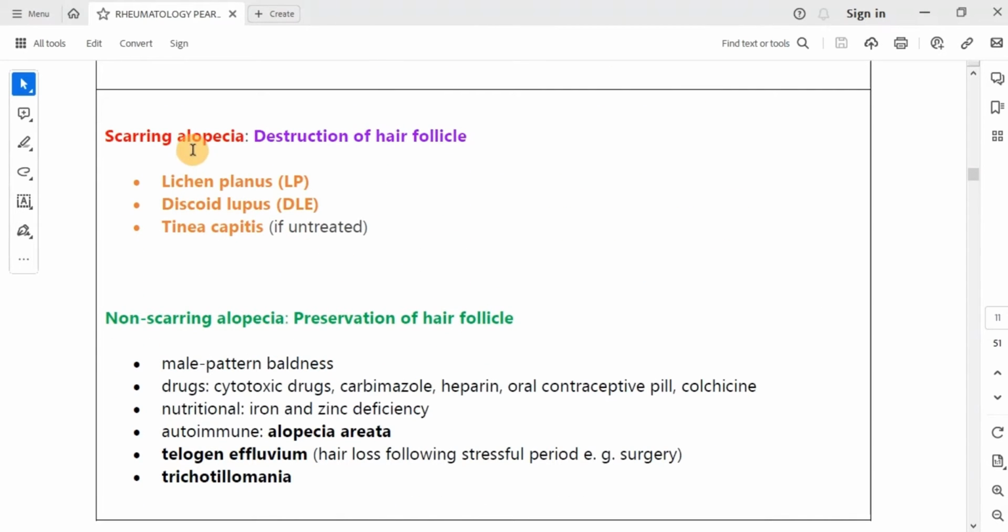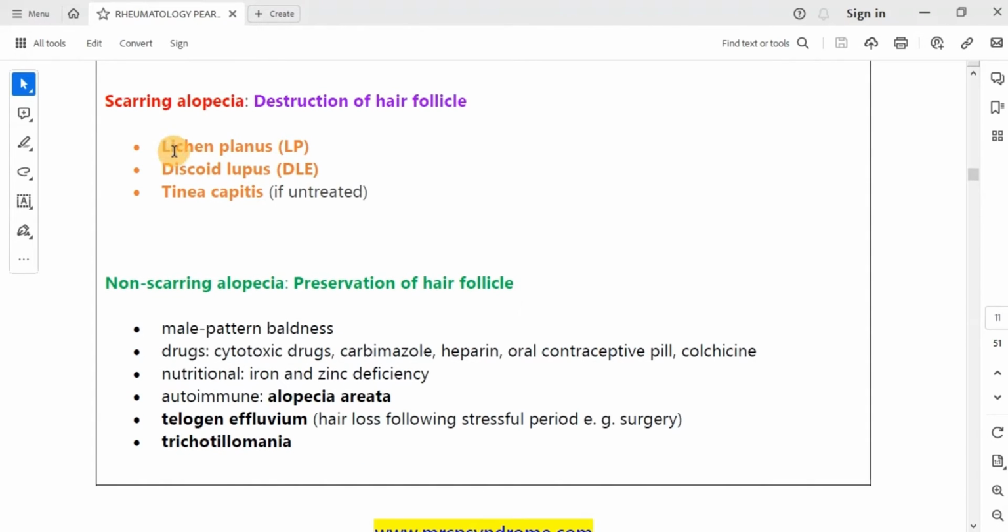And regarding the alopecia, predominantly we have two types of alopecia. One is the scarring alopecia, another one is the non-scarring. So scarring means there is destruction of the hair follicle, and the hair follicle would be preserved in non-scarring alopecia. And usually in the exam, in most of the cases, they give the scarring alopecia. And commonest conditions are lichen planus, discoid lupus, that is DLE, and tinea capitis.